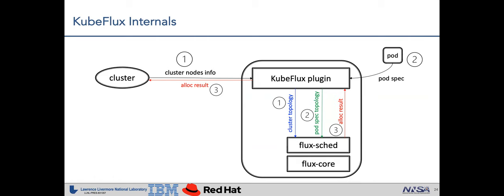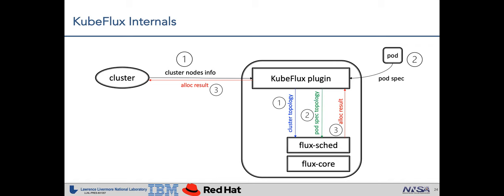Very briefly, the execution flow, how that works. So at startup, starting from point one, KubeFlux gets the information about the cluster, all the nodes that are in the cluster, and creates the graph of the resources, the one that Dan mentioned at the beginning. So it's a graph that is loaded as a cluster topology in the KubeFlux plugin. At that point, we can initialize the library that runs the scheduler, the Flux scheduler part.